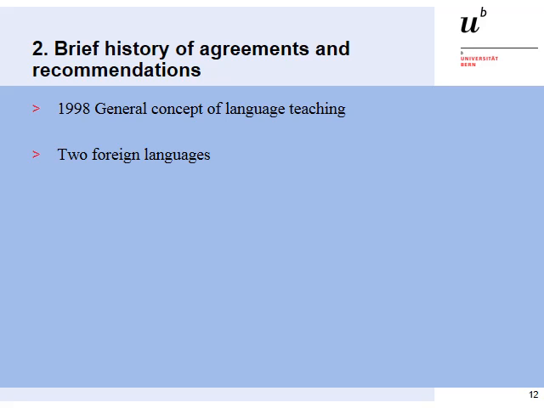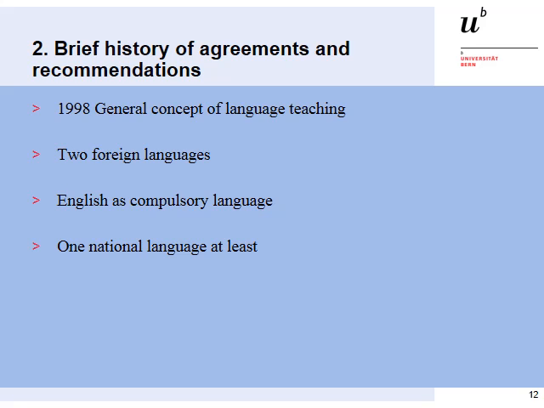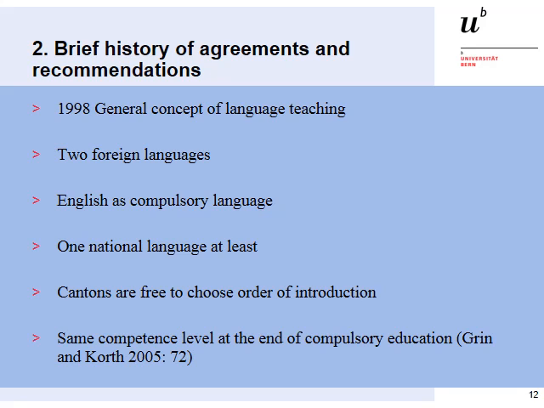It said that 2 foreign languages should be compulsory, and English should be one of them. And the other one should be a national language, and if possible, other languages should be offered as optional subjects later. What was also new is that this concept left it to the cantons to decide which language they would introduce first, the national one or the English one. The only condition actually was that at the end of compulsory education, the students should be on the same level in both languages.